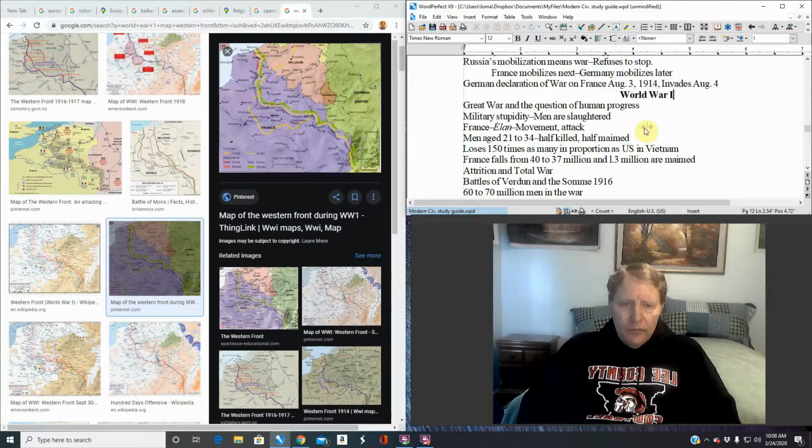So France, with élan, this is their idea of a movement of attack or courage. Élan will win the day. The French will always win. If you are aggressive enough, you just simply overwhelm your enemies.